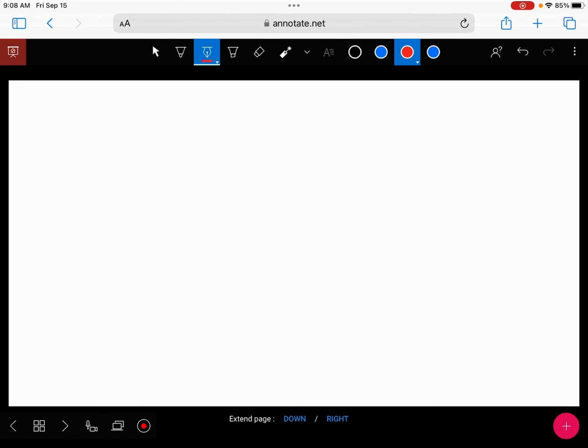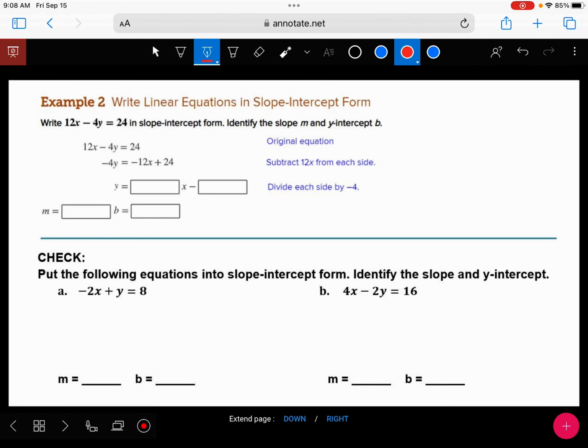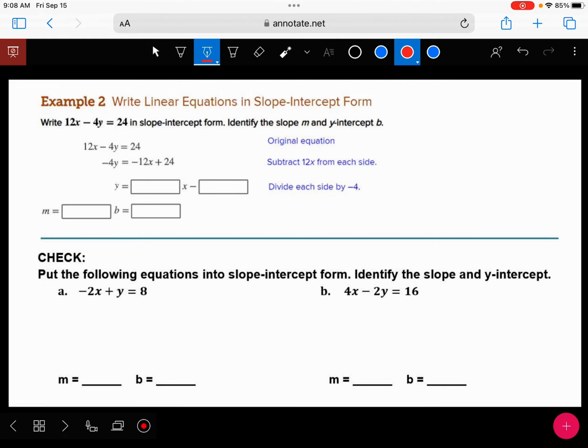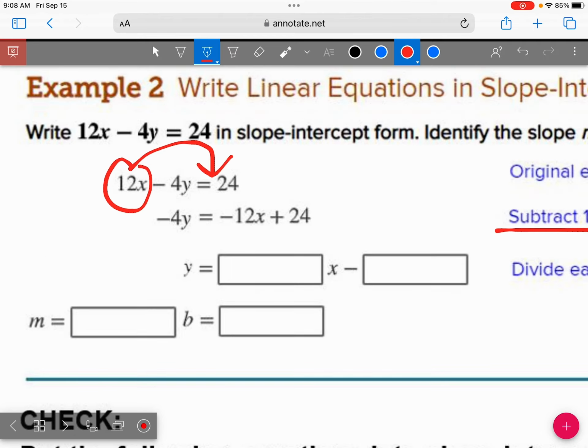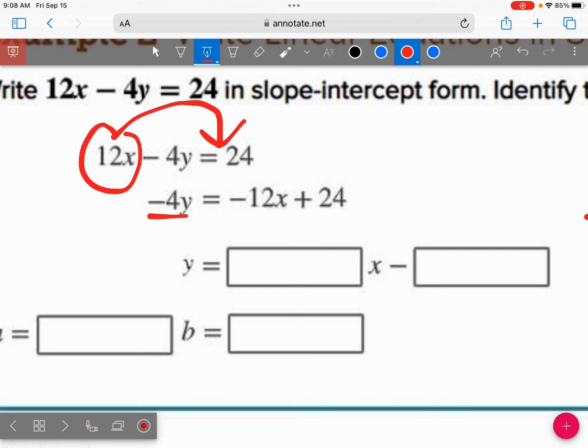All right, so let's go ahead and look at a few examples together. We're going to put these in slope-intercept form. So in order to put this in slope-intercept form, the first thing we have to do is solve it for y. So that's why they started off by subtracting 12x. So this 12x, they moved across and it became negative. The second thing they're going to do is divide everything by -4. We're dividing all three of these numbers by -4.